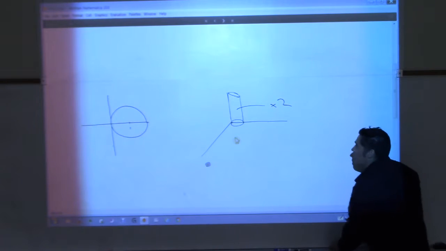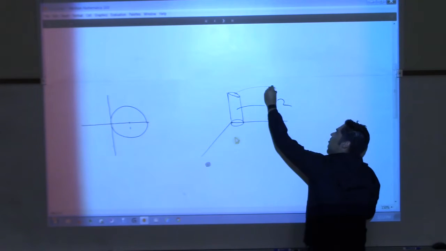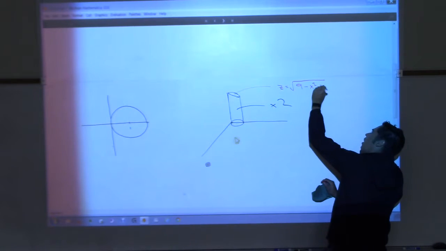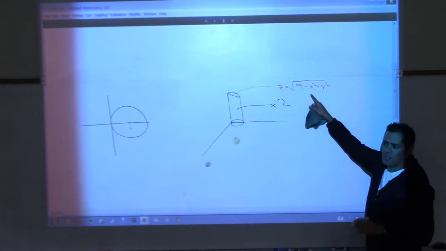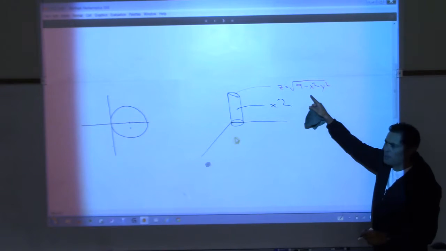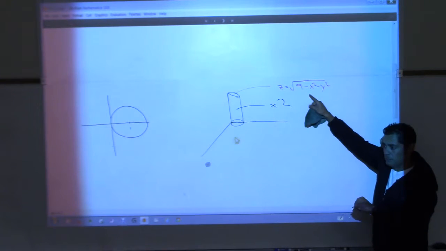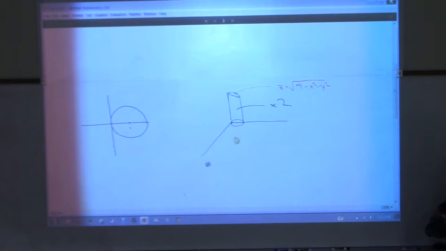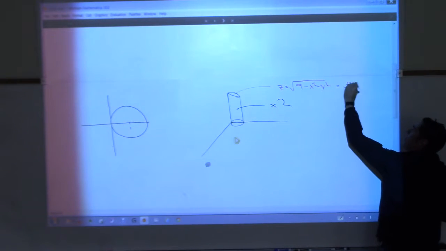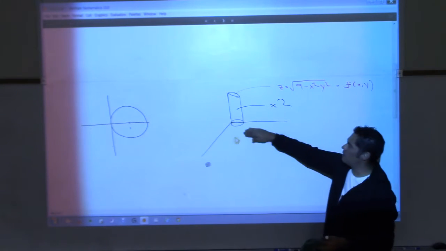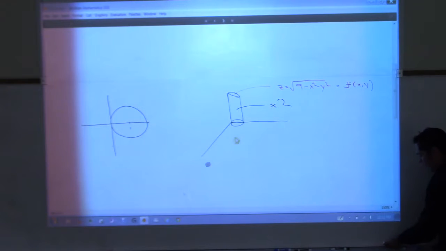Now, the top of this, that top surface is z equals the square root of 9 minus x squared minus y squared. That's the equation of the sphere, radius, wait, was the radius 3? Yeah, so that's the equation, right? And then solved for z. That's my f of x,y. The bottom, of course, is 0, so I'm not even going to take that into consideration. So I need to double this thing.